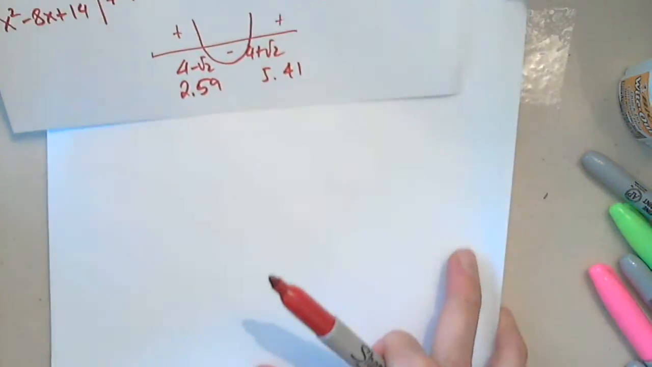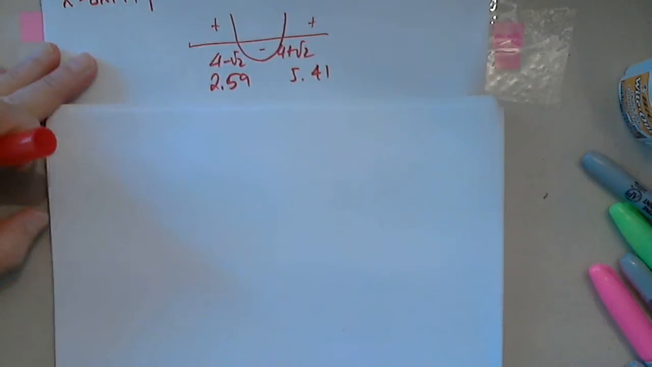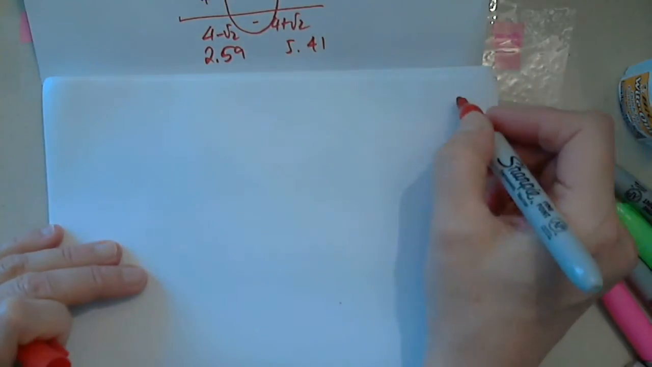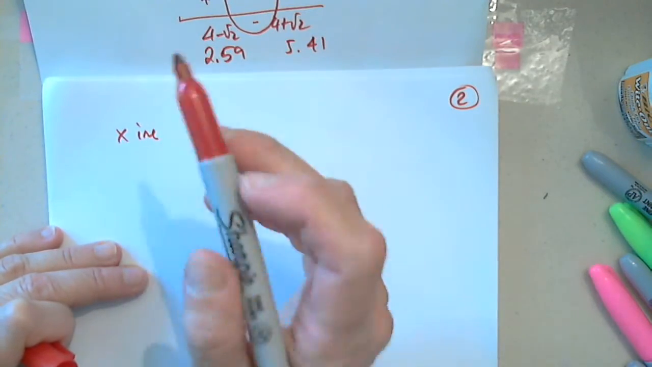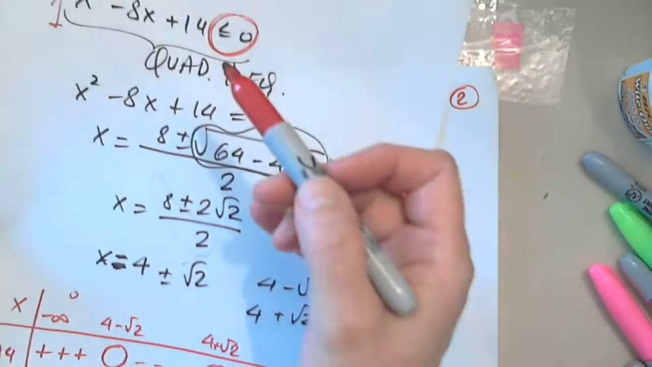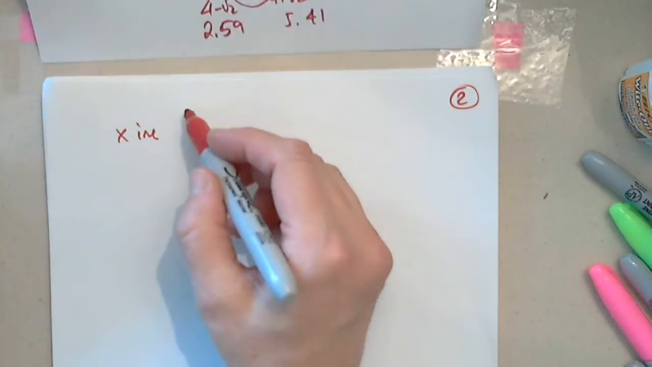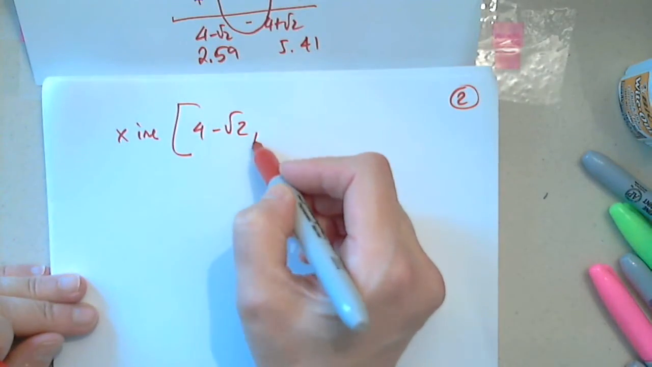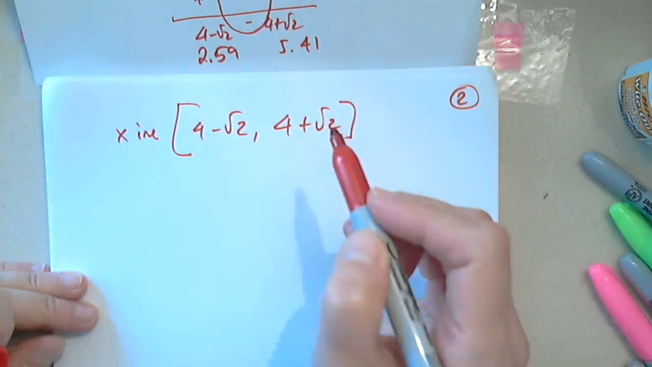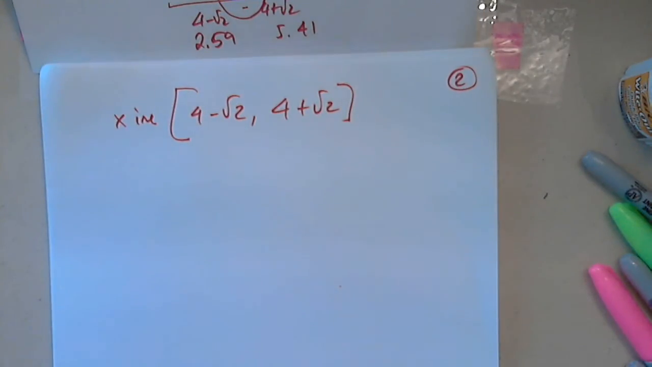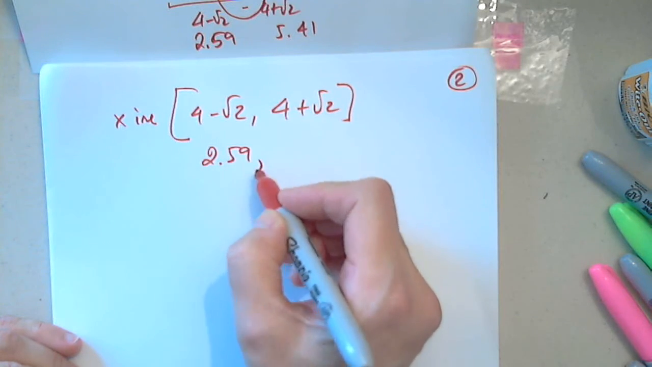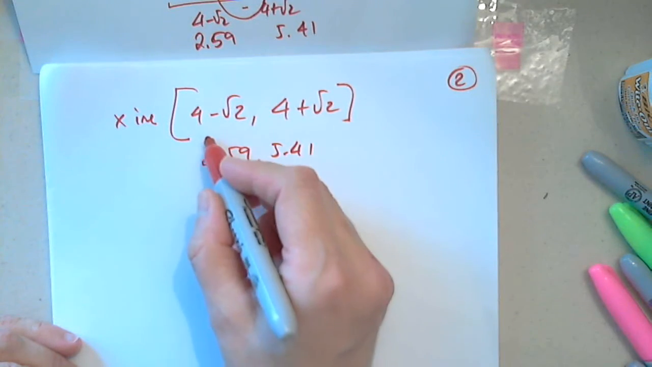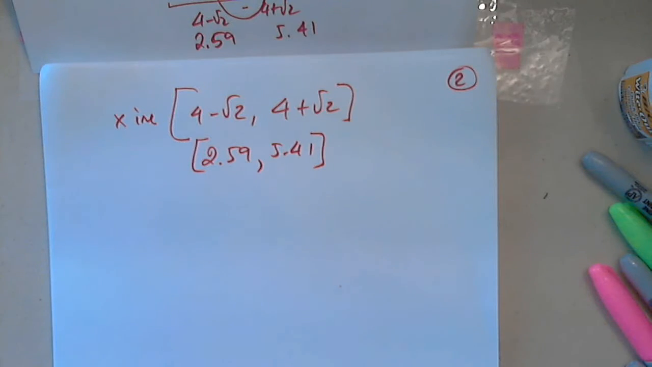So the final solution for this problem will be x in the interval. I have the equal symbol, so I have to choose the closed endpoints. So 4 minus the square root of 2, 4 plus the square root of 2. If they want the exact answer. If they want the approximation, I will put 2.59 comma 5.41.